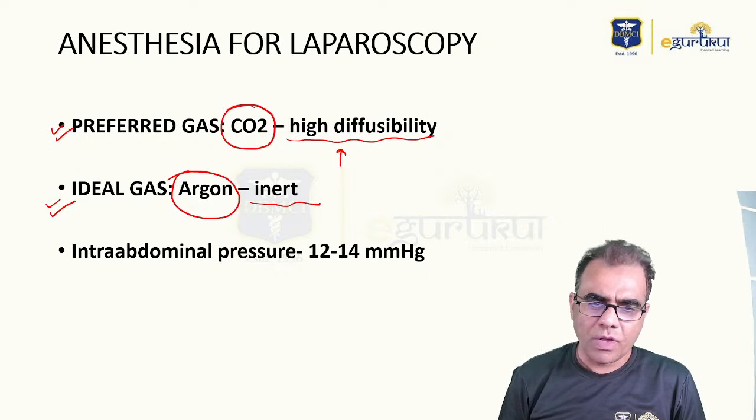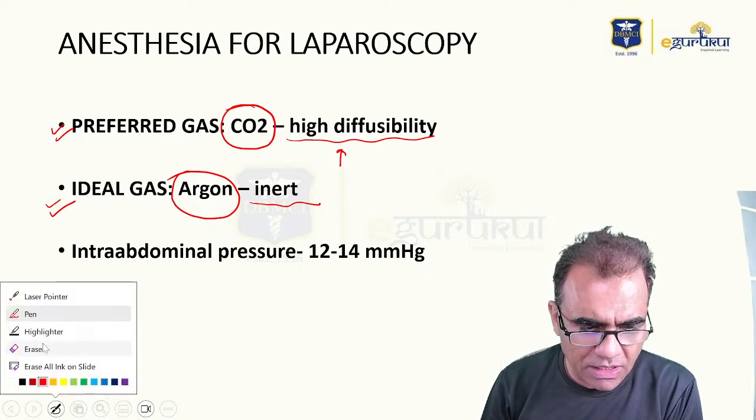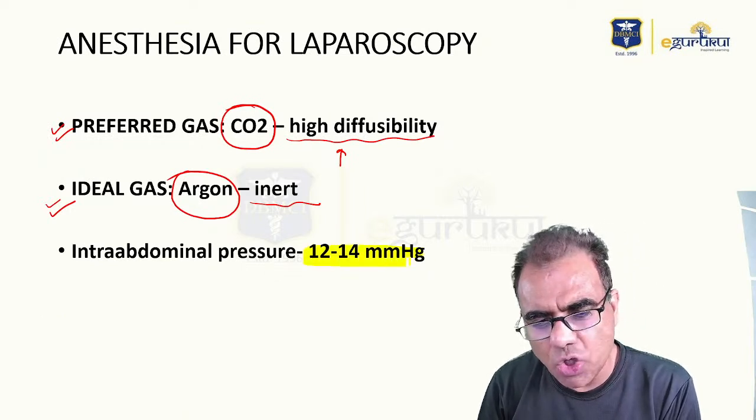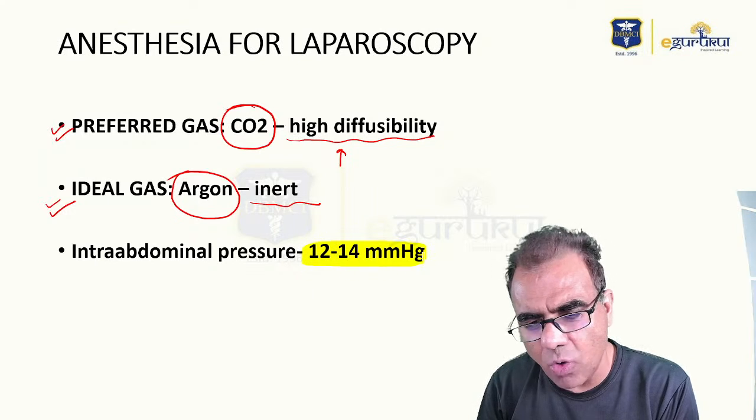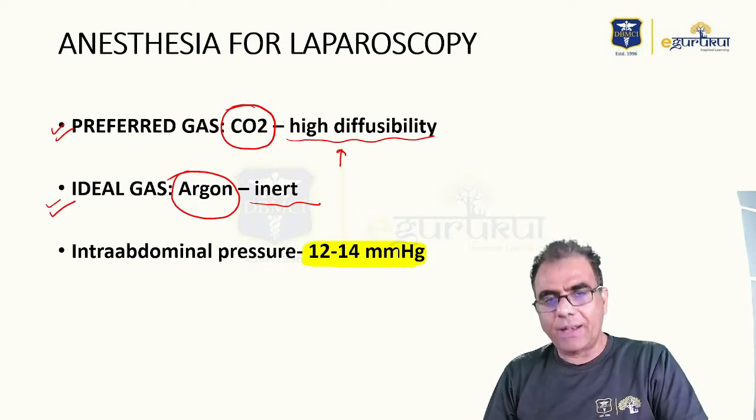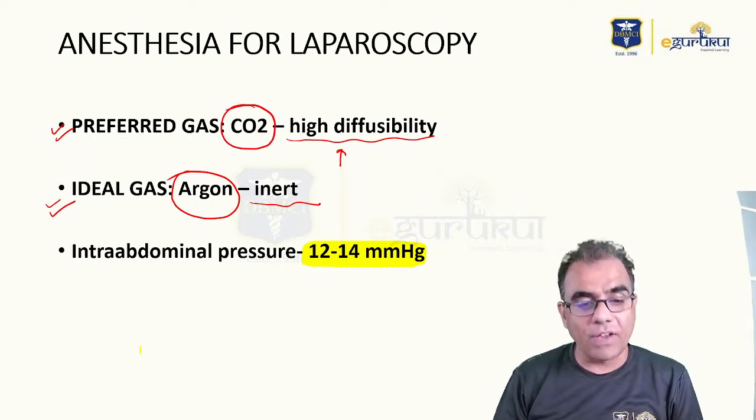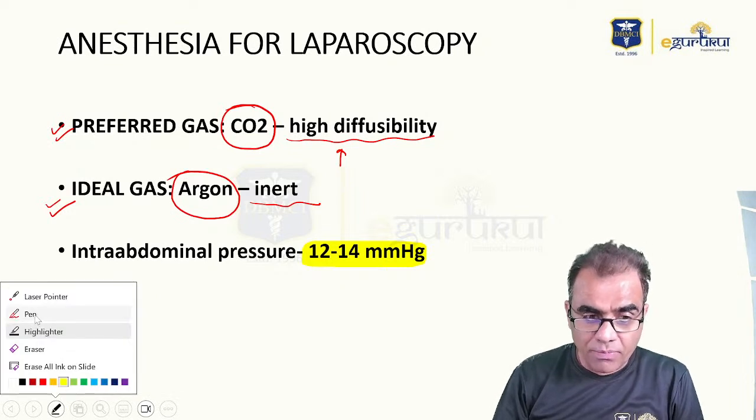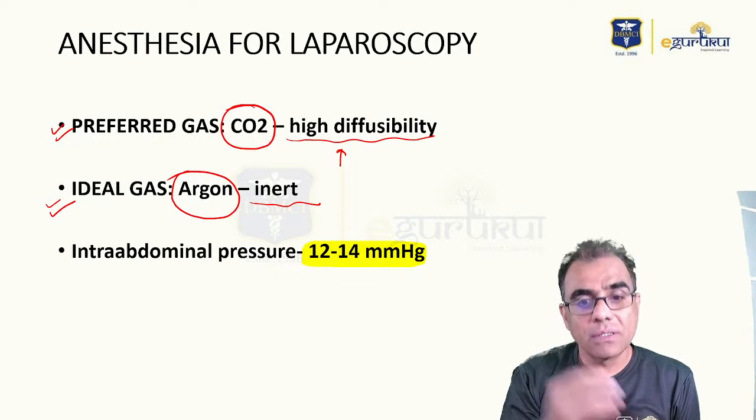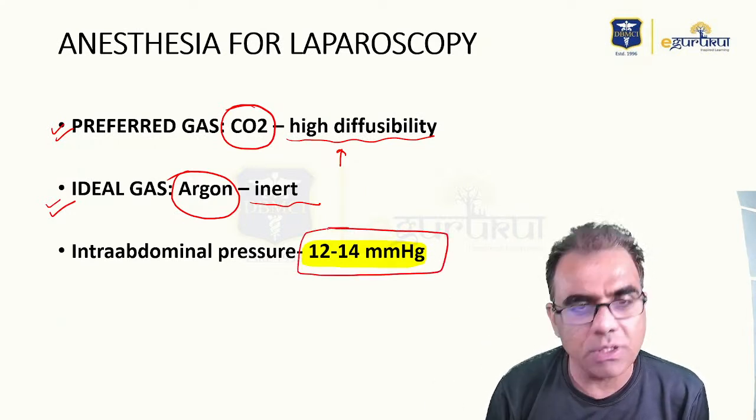So CO2. The most important thing during laparoscopic surgeries is that you have to watch intra-abdominal pressure and ensure that it never goes above 14 mmHg. Otherwise, that can compress the IVC and decrease the cardiac output significantly. If this pressure becomes 20, that can even cause cardiac arrest. So this is a very important thing you have to monitor during laparoscopic surgeries.